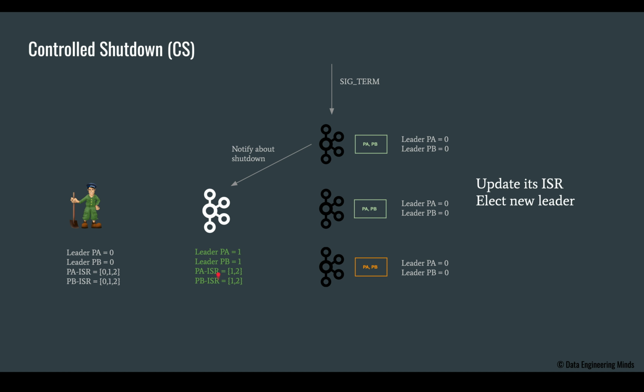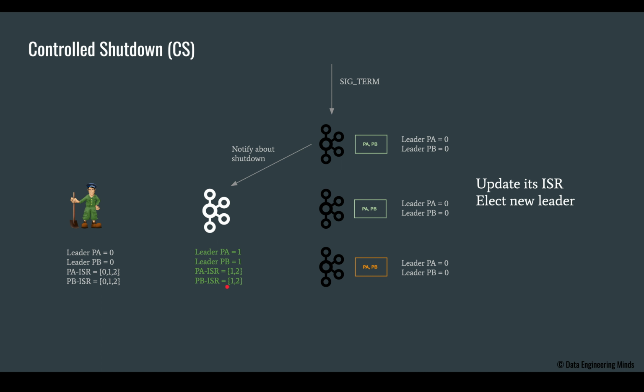So now you could see that the controller has selected the new leader for this partition PA and PB, that is the replica on the broker 1 will be the new leader for this partition PA and PB. Similarly, the controller will also update the ISR information. So now you could see the ISR is 1 and 2, because the broker 0 is going to shut down very soon, and hence it has removed the replica 0 from the ISR list.